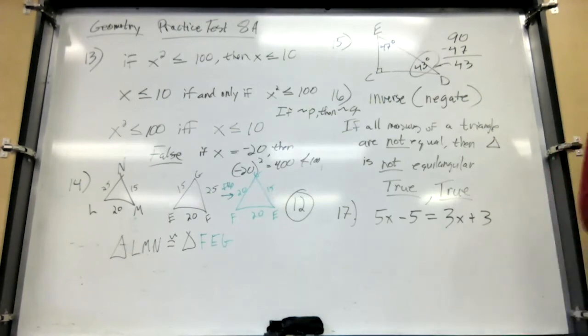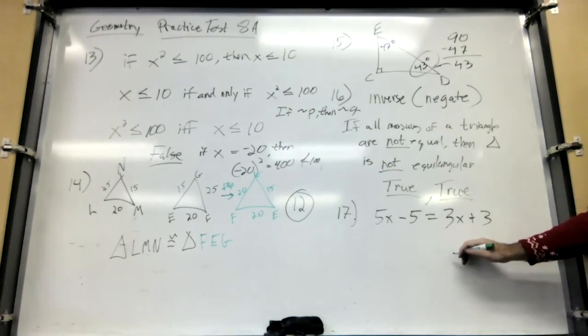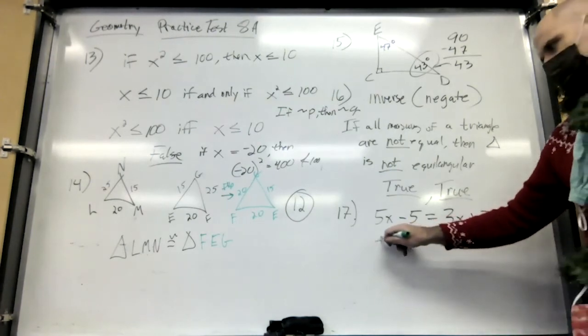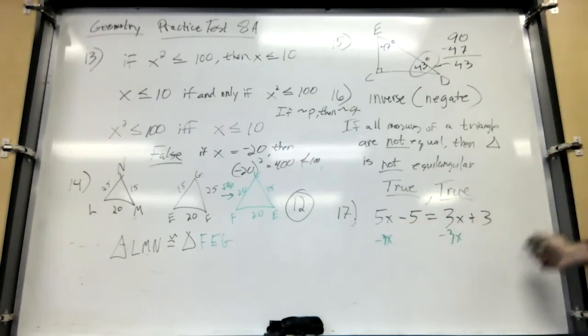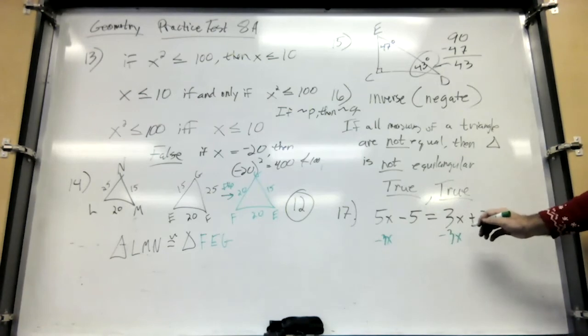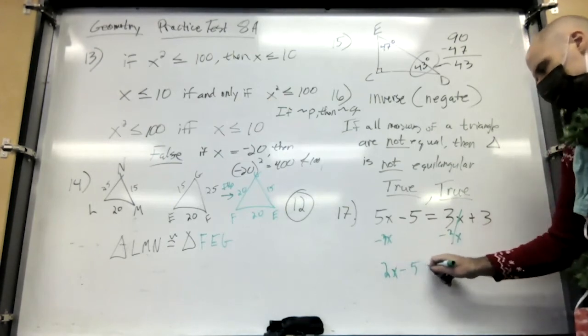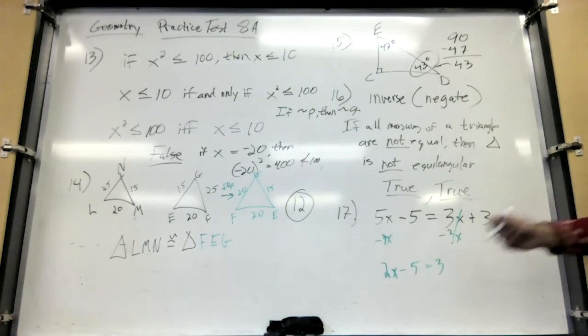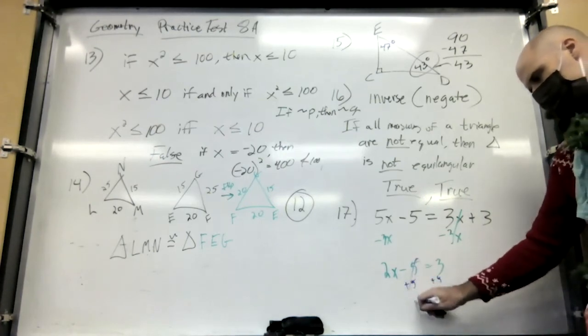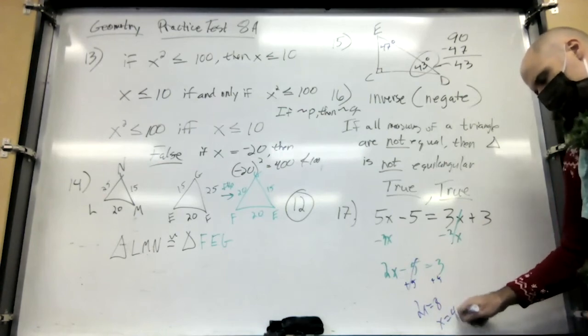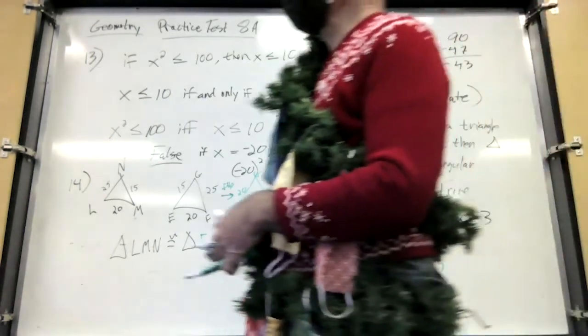Okay, how do we solve this equation? Tori, you want to tackle this? 5x minus 5 equals 3x plus 3. You subtract like terms, so you subtract 3x from both sides. You can subtract 3 first if you wanted to, and you would get negative 8 and then negative 2x, but I like dealing with the variables first. So 2x minus 5 equals 3. Then add 5: 2x equals 8, x equals 4. Is that what the question asks? Find the value of x.